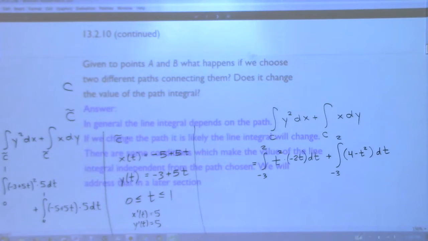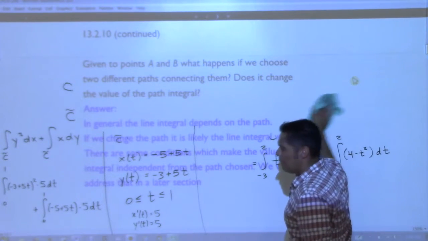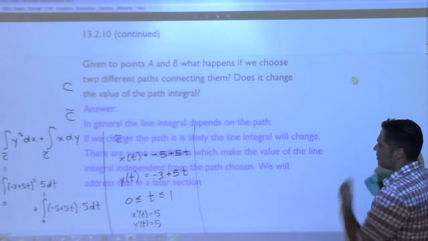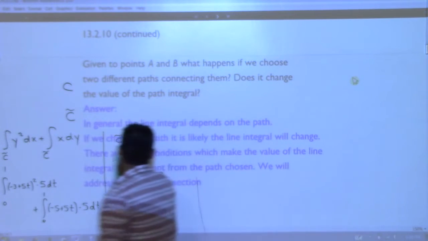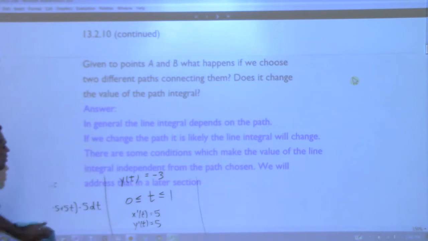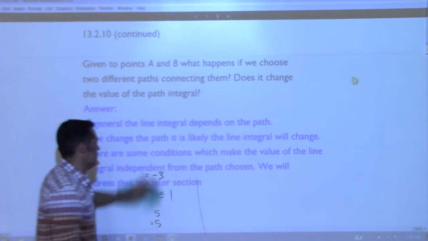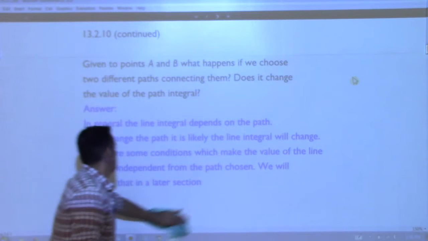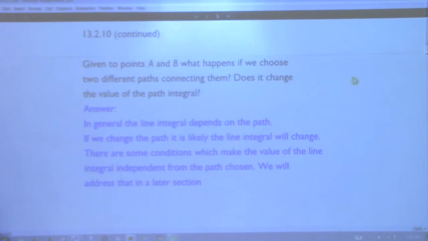That's the conclusion. So in general, given 2 points A and B, what happens if we choose 2 different paths connecting them? Does it change the value of the path integral or line integral? In general, the integral depends on the path. If we change a path, it's likely to change the line integral. There are some conditions which make the value of the line integral independent from the path we choose. We will address that later.